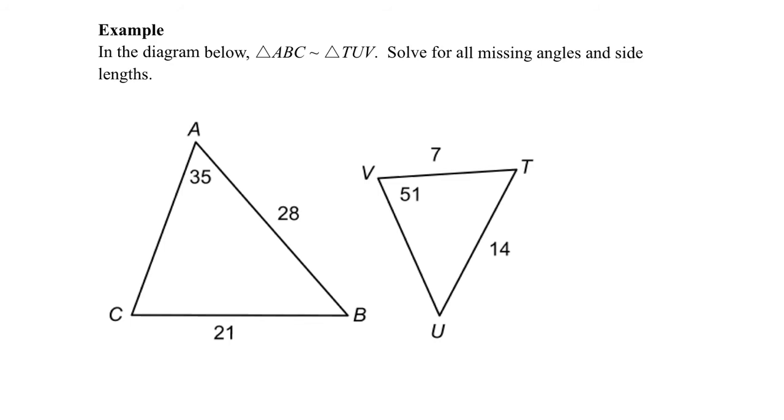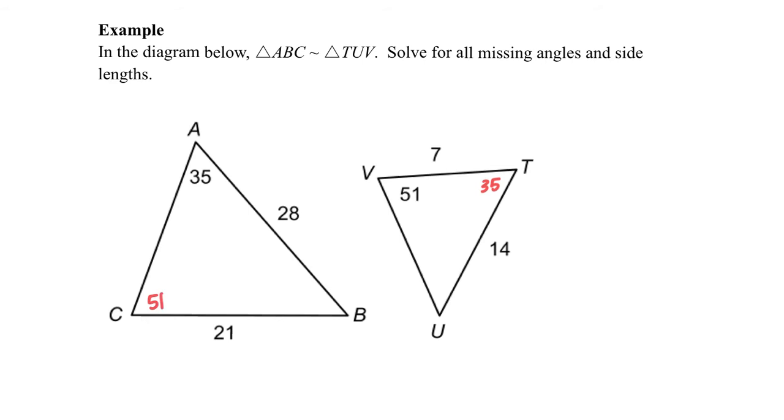Okay, so let's start with the angles. I think that's the best part. So we know that in similar triangles, all the corresponding angles are congruent. So A corresponds to T. So that means that since A is 35, T has to be 35. So I'm going to put 35 right here. And I also know that V corresponds to C. So that means that since V is 51, C has to be 51.